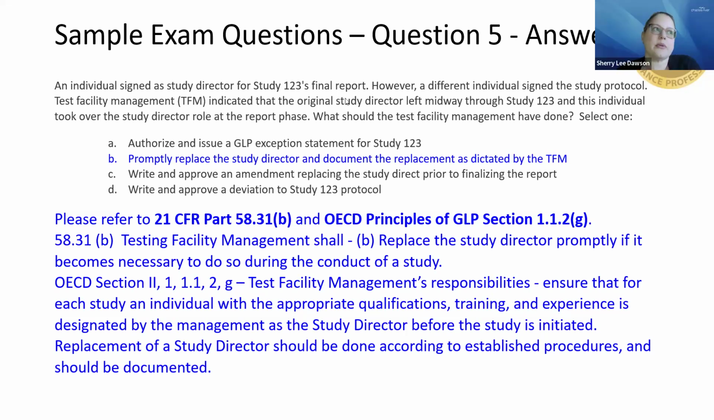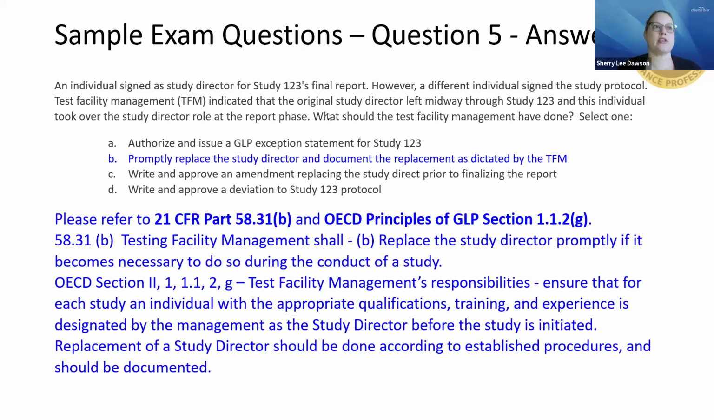I think, personally, maybe just based on my experience, there are a lot of things here. It does say the individual signed as the study director for the report, but it was a different person who signed the protocol. TFM indicated the original study director left midway. If they left midway through the study, that implies the study wasn't complete, so they're not even at the reporting stage. And then someone else took over the role at the reporting part. That to me sounds like there might have even been a gap with no one overseeing it, and then it finally came time, oh, the study's done, we need someone to write it, and then someone took it over.